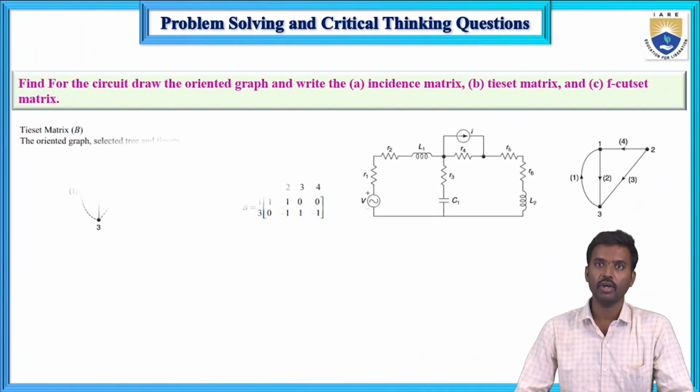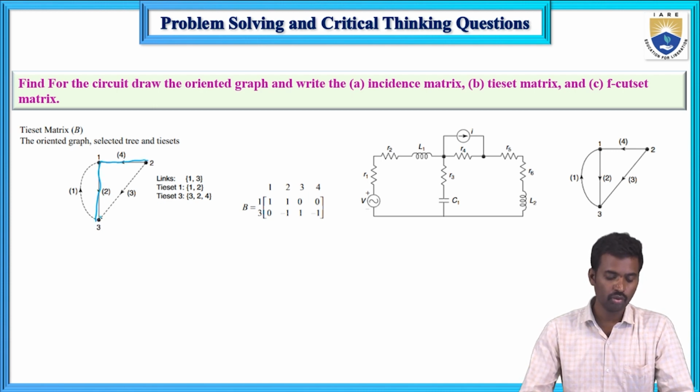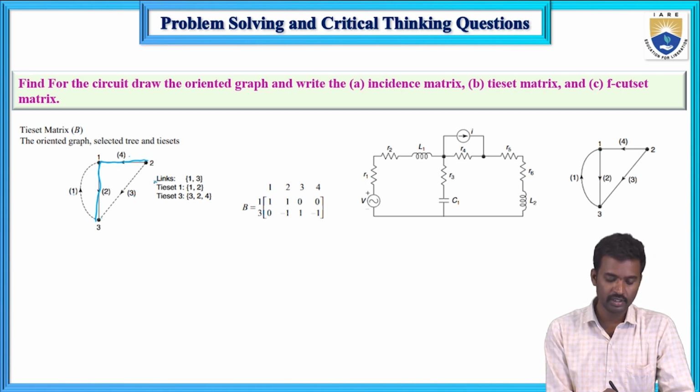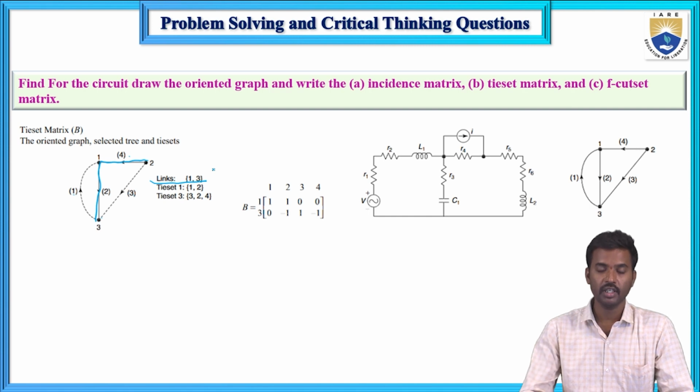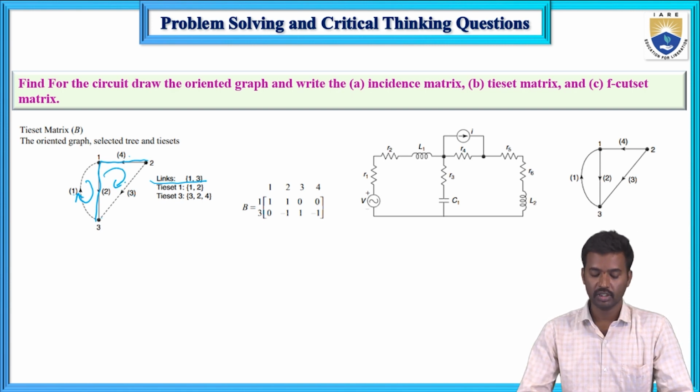So first select one tree. Here I am selecting 1 and 2... 2 and 4th. So 2 and 4th are twigs, and 1 and 3 are links. So 1 and 3 you consider here. So here the possible number of loops: this link direction should be this loop direction, and this link direction should be this loop direction.